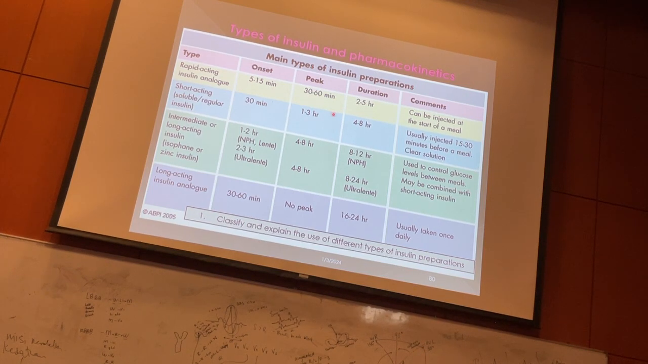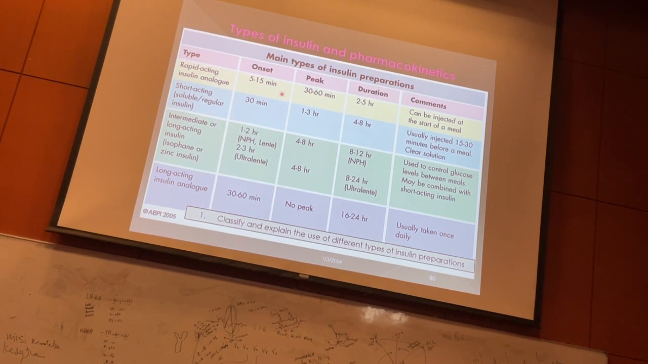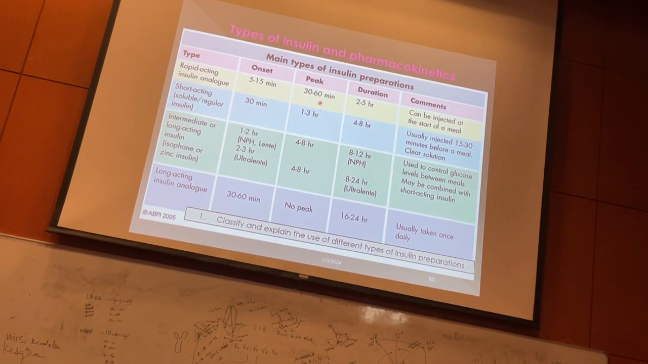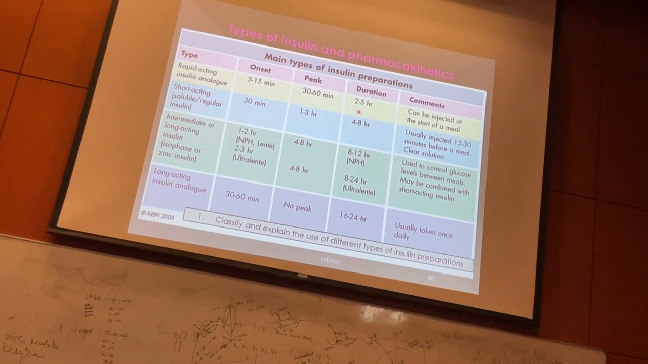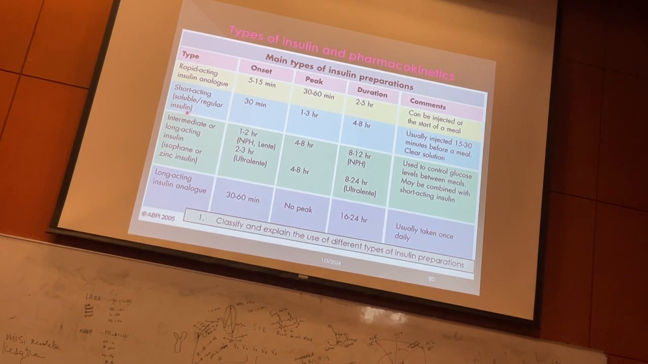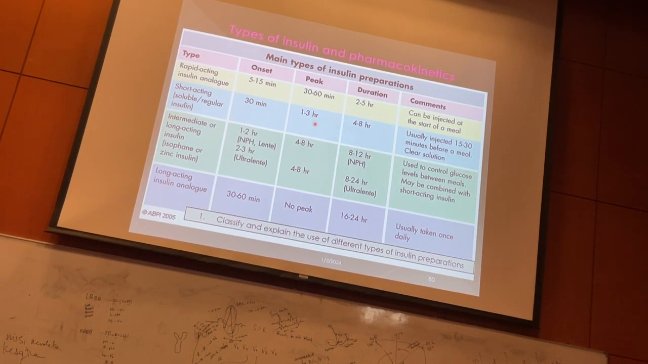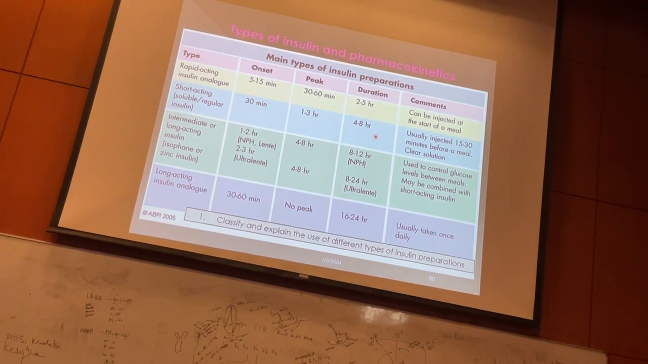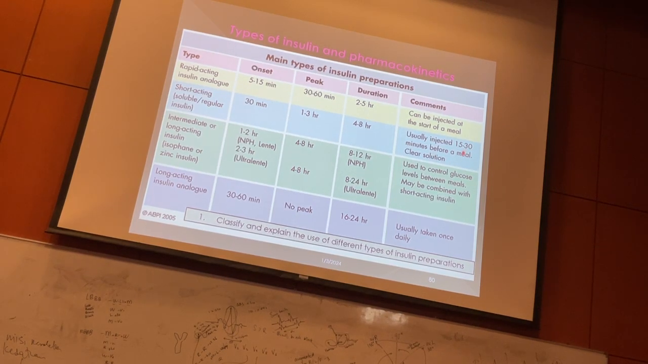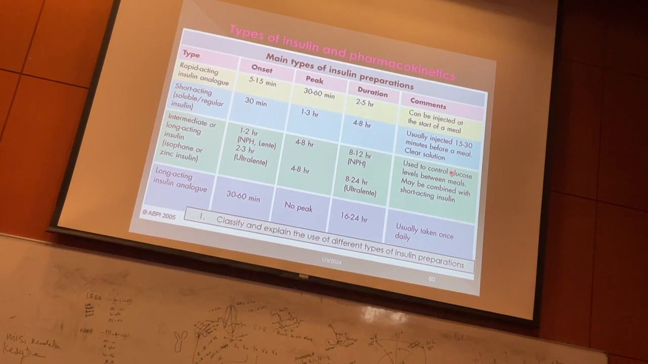Okay, so this is the onset. The peak. So rapid acting, within the onset 5 minutes, it can go up to peak to 30 minutes, after 30 minutes or within 60 minutes, but the action is about 2 to 5 hours, and it can be injected at the start of a meal. Okay, so onset about 5 minutes, 15 minutes, within 1 hour it can go to peak of the action, and the duration of action within 2 to 5 hours. Short acting, onset is about 30 minutes, peak within 1 to 3 hours. The duration is about 4 to 8 hours. It is usually injected 15 to 30 minutes before a meal.